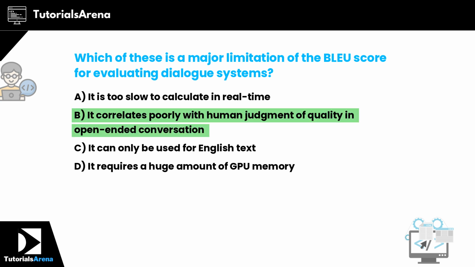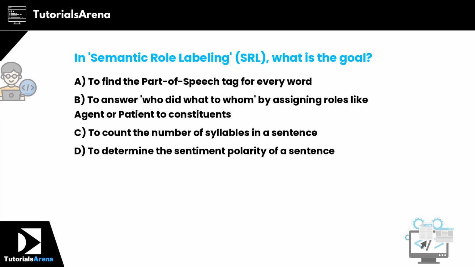Which of these is a major limitation of the BLEU score for evaluating dialogue systems? The correct answer is option B. It correlates poorly with human judgment of quality in open-ended conversation. In semantic role labeling, SRL, what is the goal? The correct answer is option B. To answer who did what to whom by assigning roles like agent or patient to constituents.